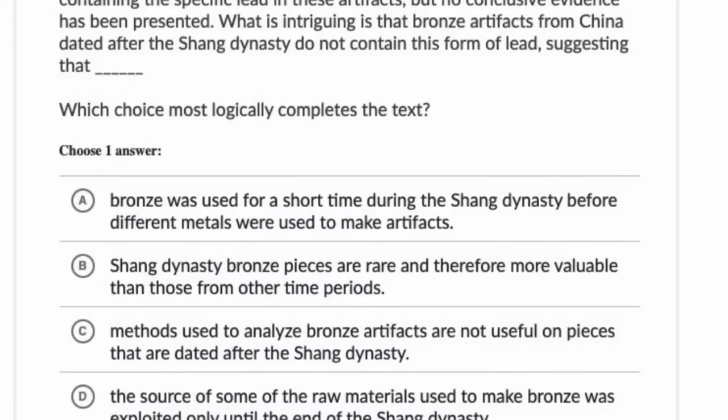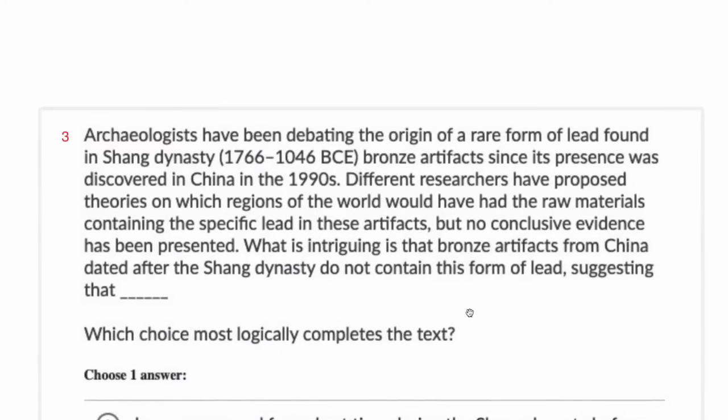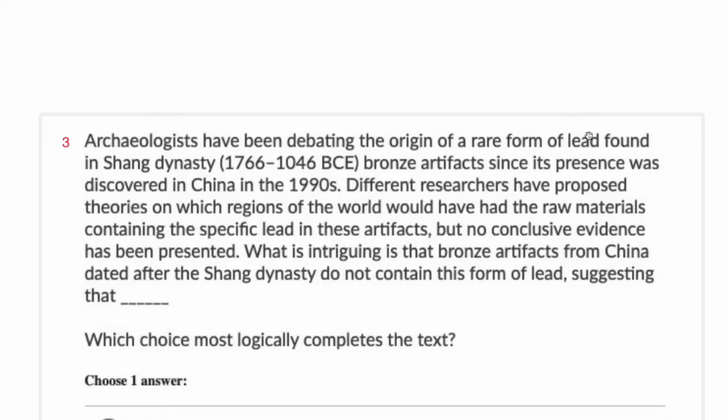Number 3. Archaeologists have been debating the origin of a rare form of lead found in Shang Dynasty bronze artifacts since its presence was discovered in China in the 1990s. Okay, since this rare form of lead's presence was discovered in the 1990s.